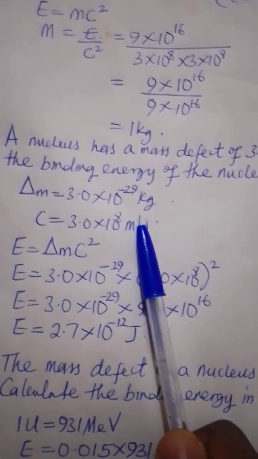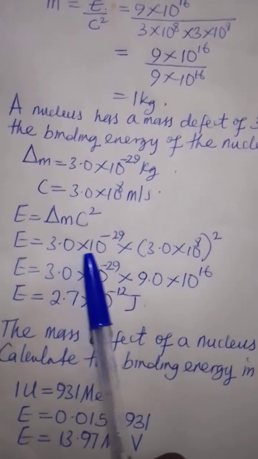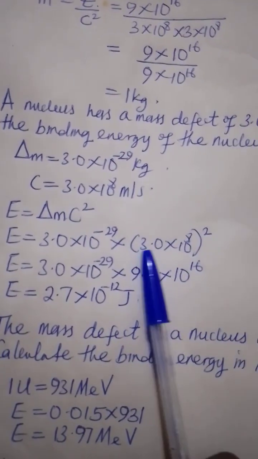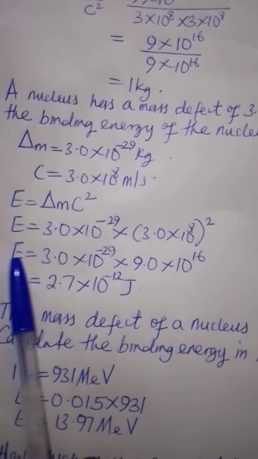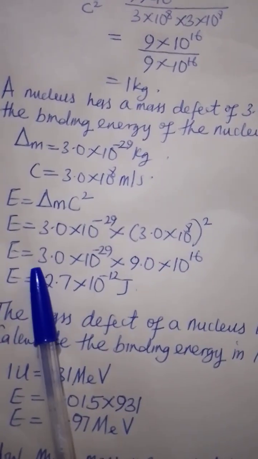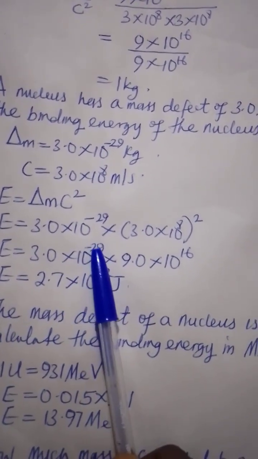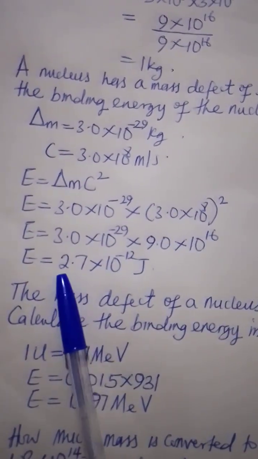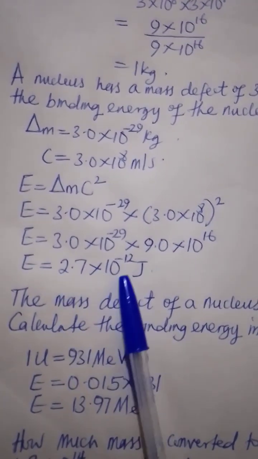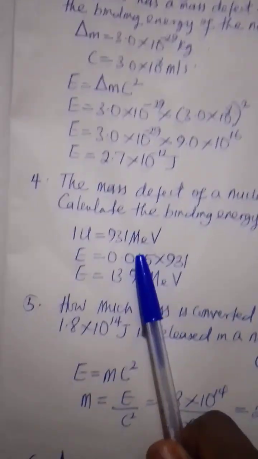We are given C. If you put everything there now and you resolve accordingly, C squared will give us 9 times 10¹⁶. And if we resolve accordingly, 3 times 10⁻²⁹ times 9 times 10¹⁶, you will get 2.7 times 10⁻¹² joules. Question number 4.